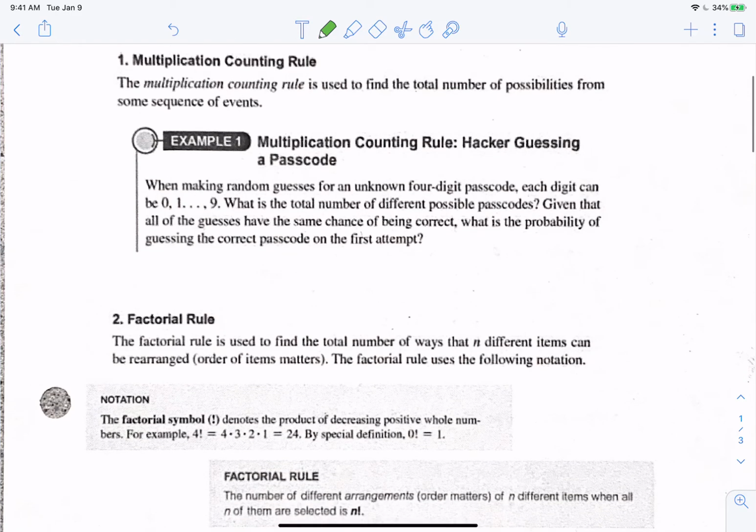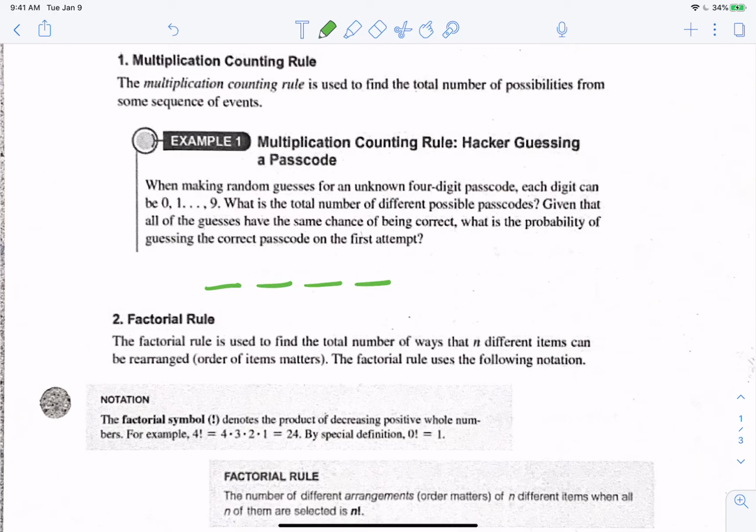Example 1. Hacker guessing a passcode. When making random guesses for an unknown 4-digit passcode, put 4 blanks: 1, 2, 3, 4. Each digit can be 0 through 9. What is the total number of different possible passcodes? Given that all of the guesses have the same chance of being correct, what is the probability of guessing the correct passcode on the first attempt?